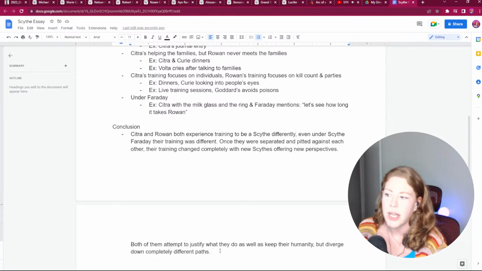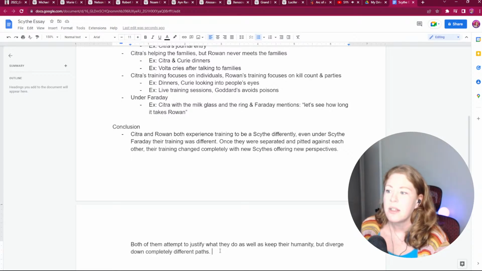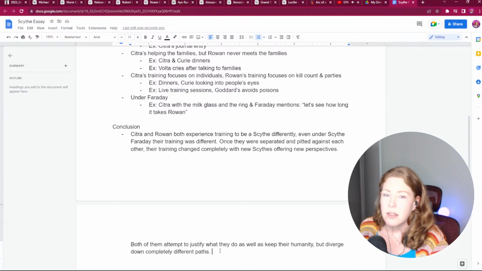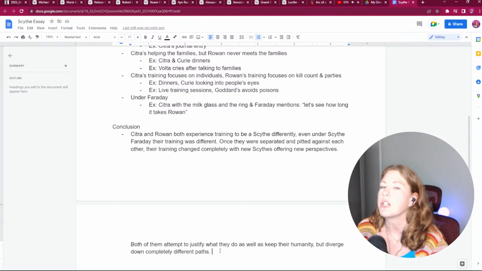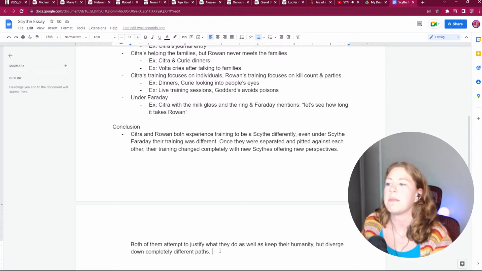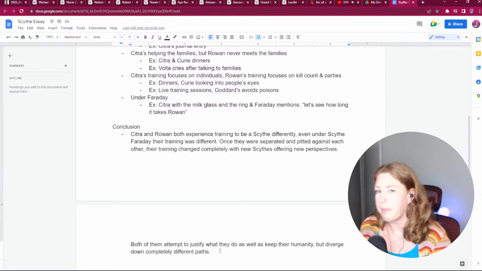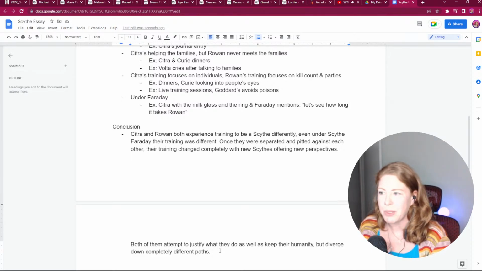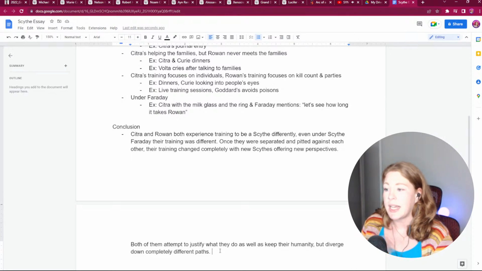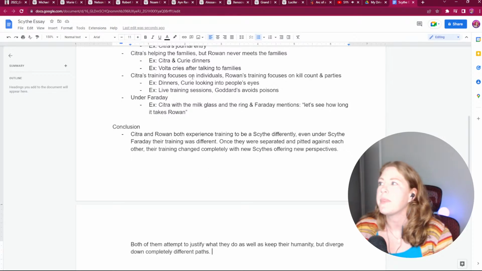And because Citra had a little bit more hesitation, compassion, empathy during her test, I think it just showcased her better, right? It just made her seem more fit for the job because she was more compassionate and thought through what she did more. My personal opinion, but you can add that in the conclusion. I think that there's nothing wrong with adding in that information like that.